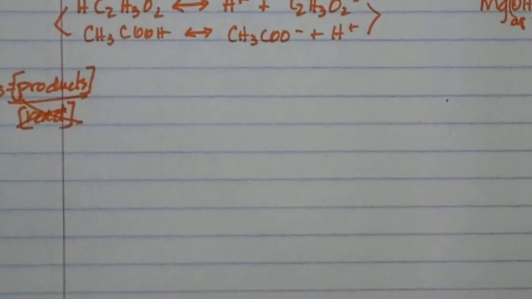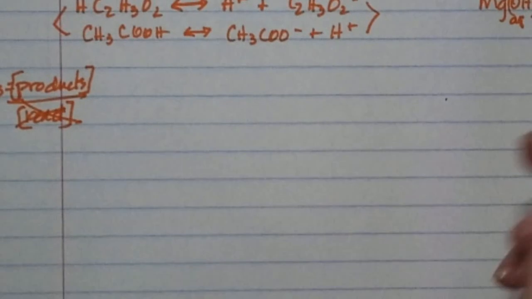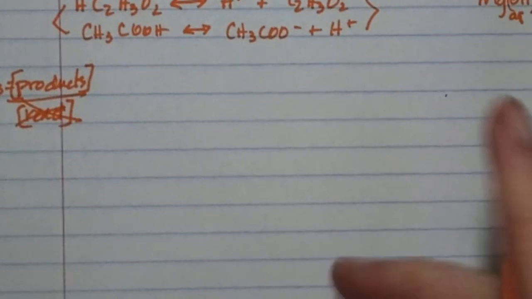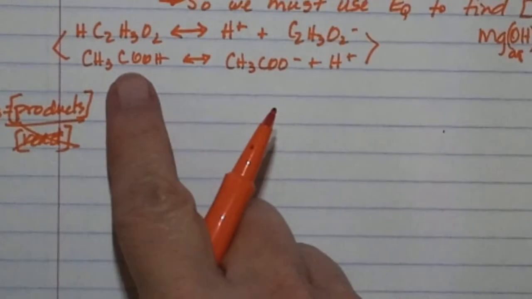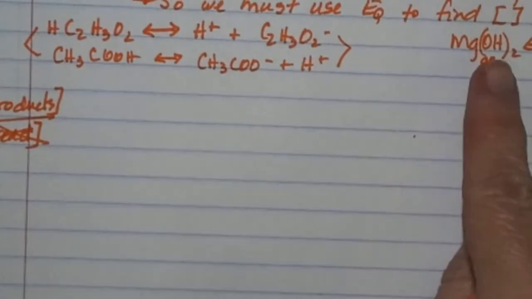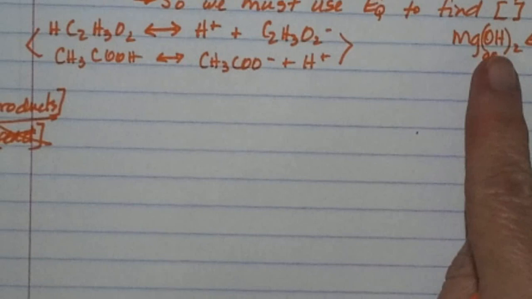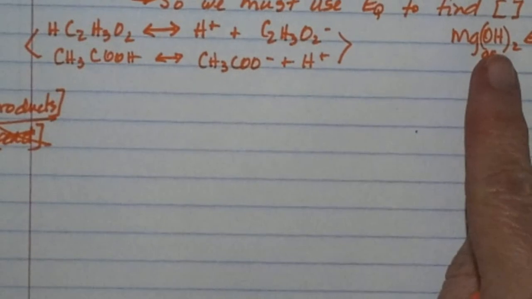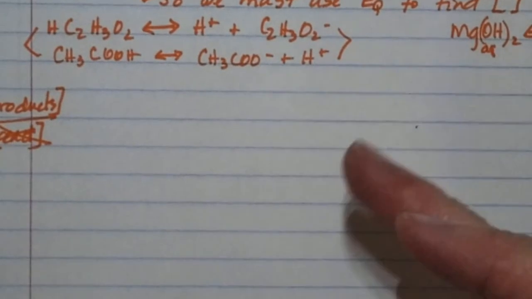Yeah, this acetic acid vinegar is aqueous. The magnesium hydroxide, it'll dissolve in water to a certain degree, and it'll be aqueous. So we have that there. So when we write our expression, it's going to be that.